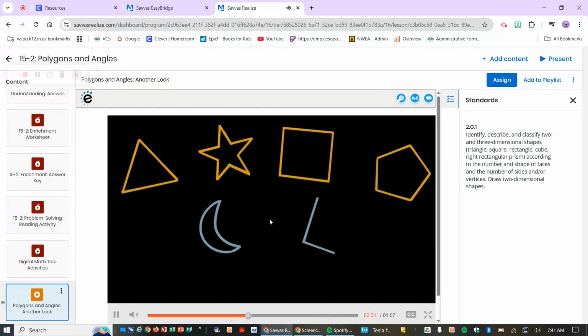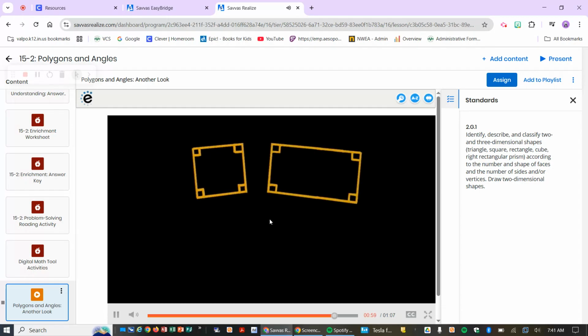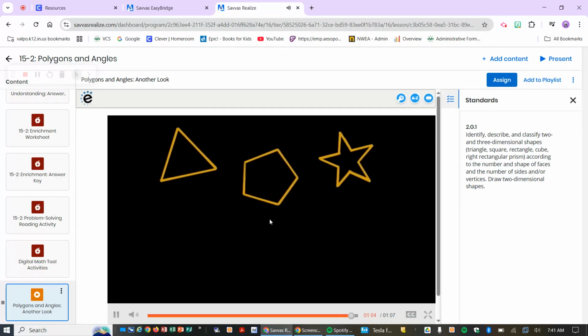All polygons have angles too. This triangle has 3 angles, and this square has 4 angles. What do you notice? Right, polygons have the same number of angles as sides and vertices. Look at this square. It has a special type of angle. It's called a right angle, and it forms a square corner. Squares and rectangles have 4 right angles. So polygons are more than just cool shapes. There are a lot of interesting features to them too.